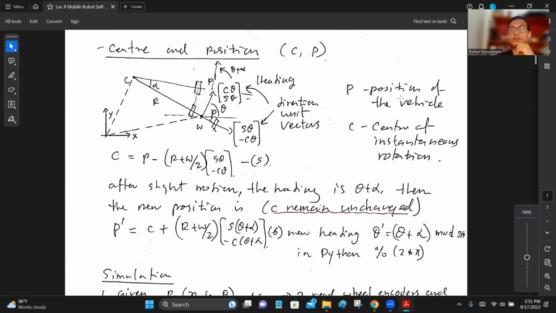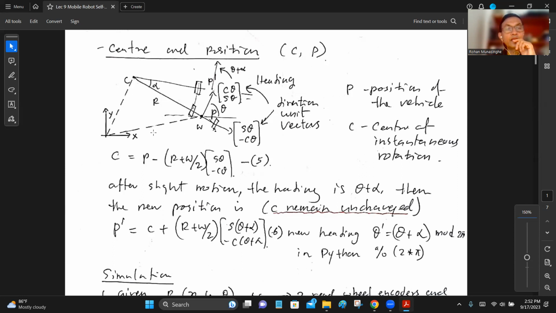So here P is the position of the vehicle, the robot. C is the center of instantaneous rotation. So remember, this is instantaneous rotation. This changes next moment. Next 100 milliseconds, you get a different C, different R, different alpha, numerically. Now, what is the equation you can write over here for C? Well, if you look at this triangle, it's just a vector sum. The position vector of point C is the position vector of point P minus this vector from P to C, isn't it?